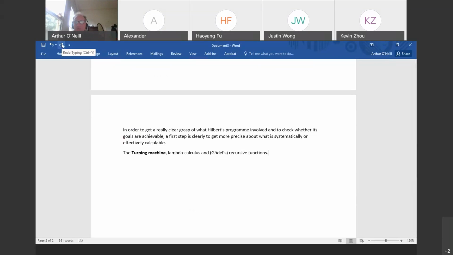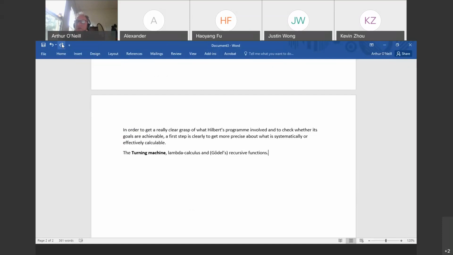Everybody happy? No questions? Not really. But isn't the Turing machine in order to disprove Hilbert's program? Yeah, but before you could disprove Hilbert's program, you had to be more exact and mathematical about what exactly the program was trying to do, yeah? So the Turing machine, lambda calculus, a Gödel recursive function, is trying to explain what Hilbert's program was trying to do and then disprove it. Yeah, you got it.